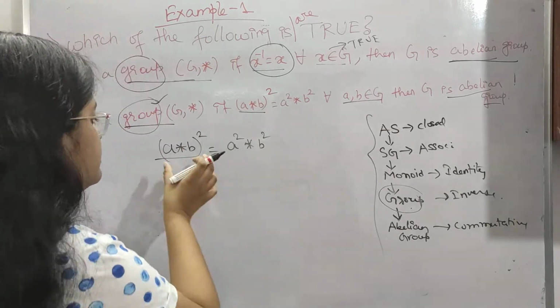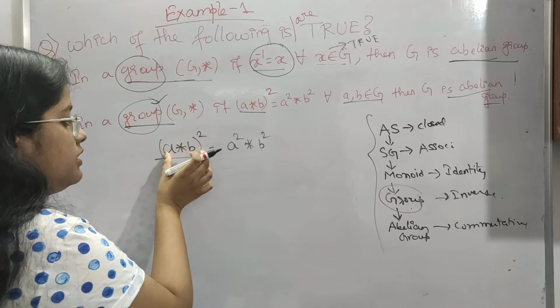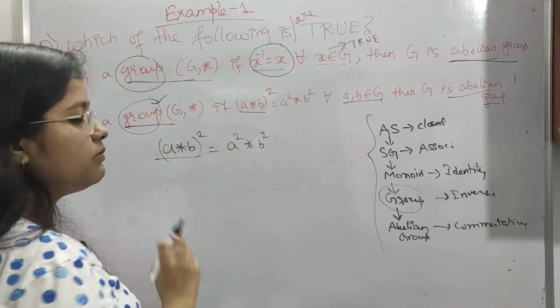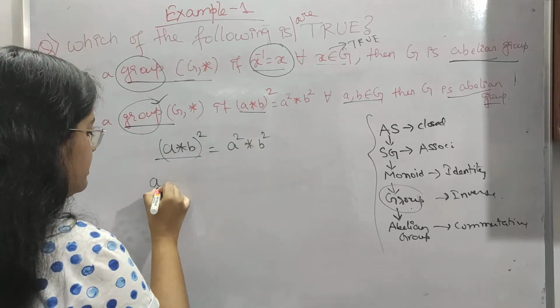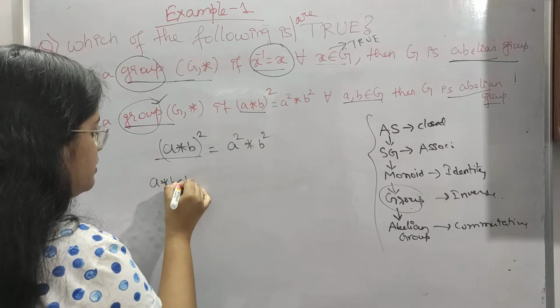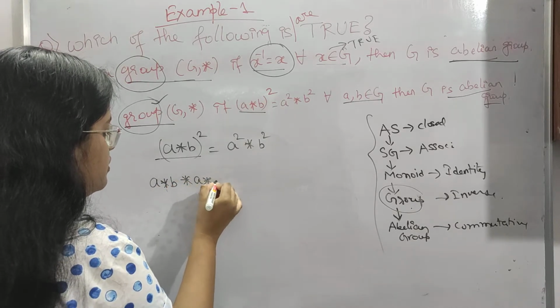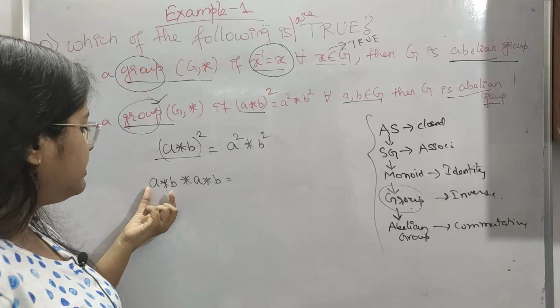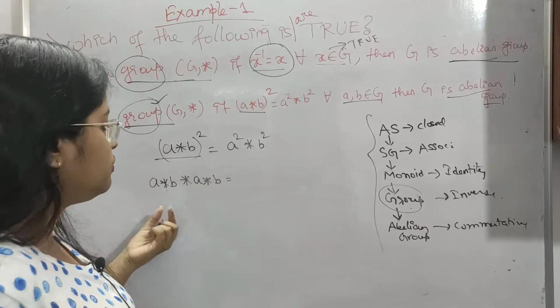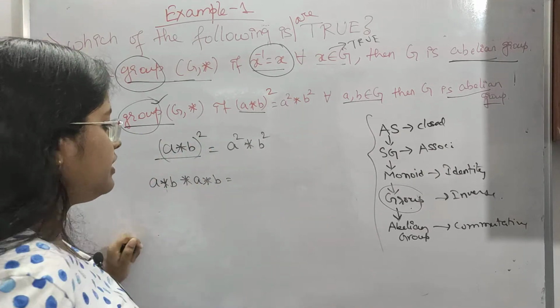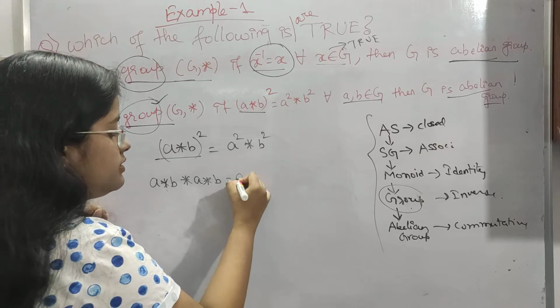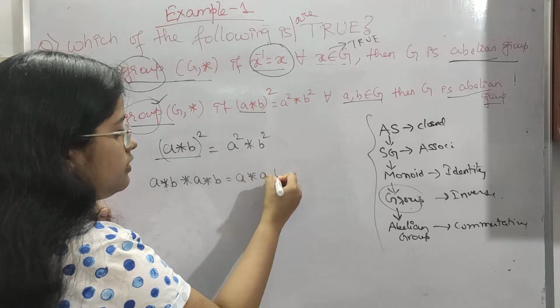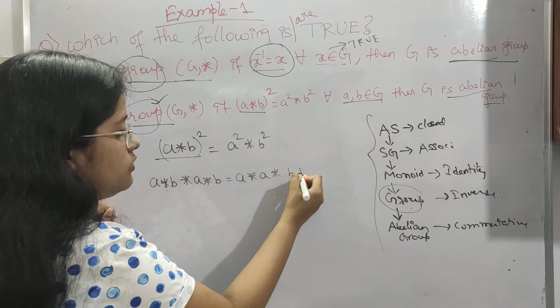So if you see this, this is A star B square, so this will be multiplied twice. So expand it, A star B into A star B star. Okay, so we have just multiplied it twice. Since it is square, it is just multiplied twice. Okay, so now A square is similarly A into B square means B into B.